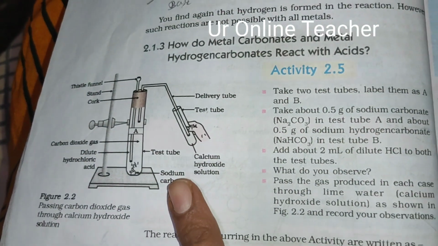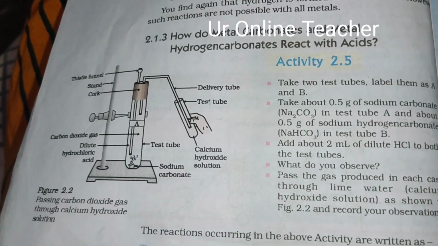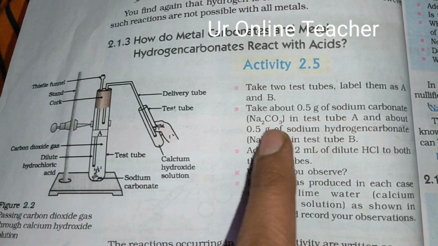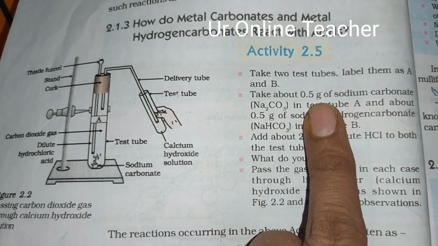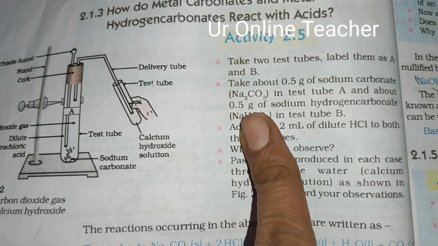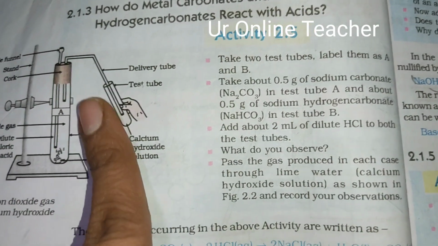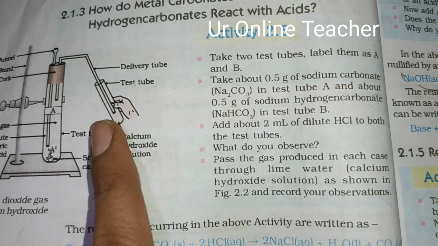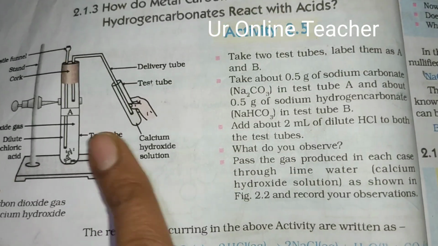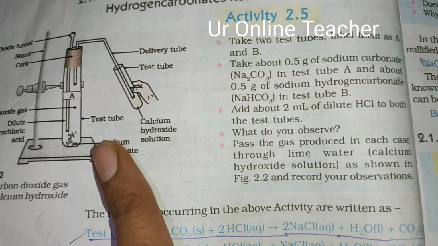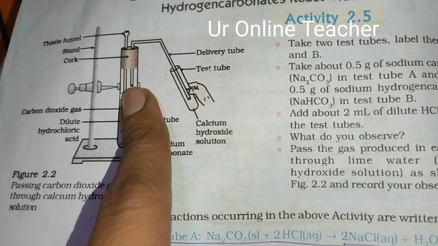So we have to take two test tubes. One is for metal carbonate and one more is for metal bicarbonate or hydrogen carbonate. In test tube A, for metal carbonate Na2CO3, we have to take 0.5 grams of sodium carbonate. In test tube B, 0.5 grams of sodium hydrogen carbonate or sodium bicarbonate. First we have to add 2 ml of dilute HCl to A and to B also. So simultaneously we can do both the experiments. Then we can see gas is released here.